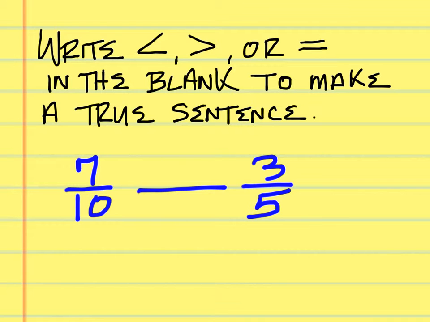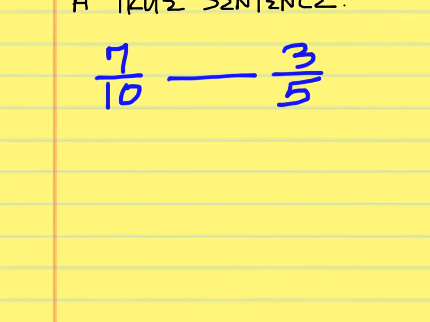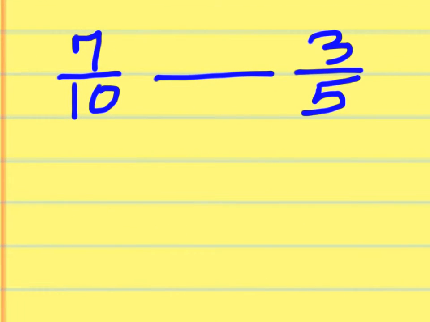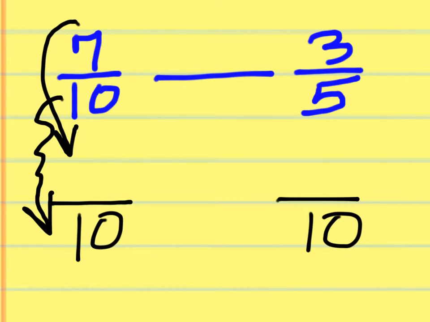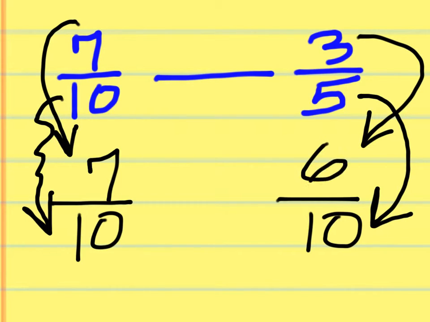But now in this case, we have 7/10 and 3/5. What is the least common denominator between 10 and 5? 10 is right. What do I multiply 10 by to get 10? 1. So 7 times 1 is what? 7. What do I multiply 5 by to get 10? 2. 3 times 2 is 6.